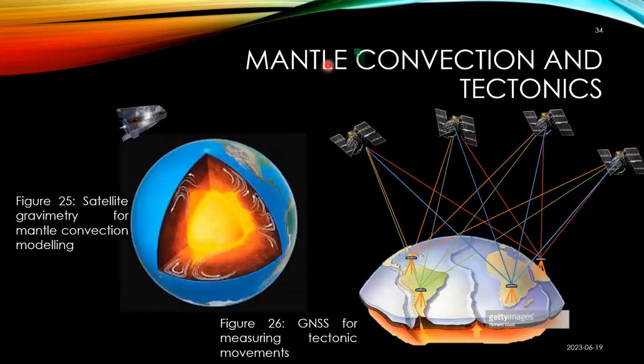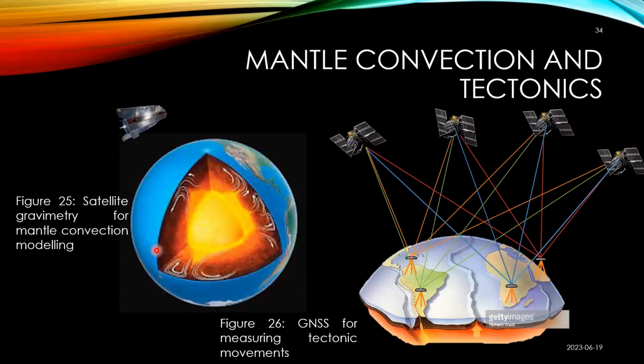So even mantle convection and tectonics can be studied by space geodesy. From the right side, you see the movement of the plates, as I already explained. Here I have GNSS as an example. For example, you have receivers on the plates, and the coordinates are determined precisely. But not only with GNSS, we have SLR, VLBI, LLR, and many other satellite techniques that can measure the tectonic movements.